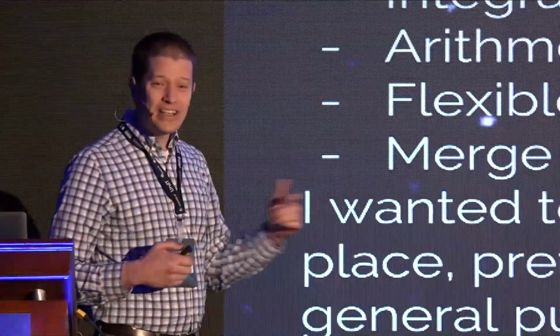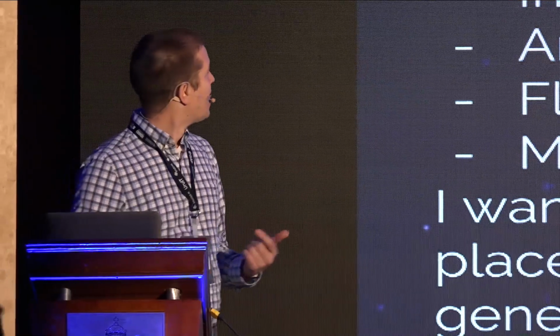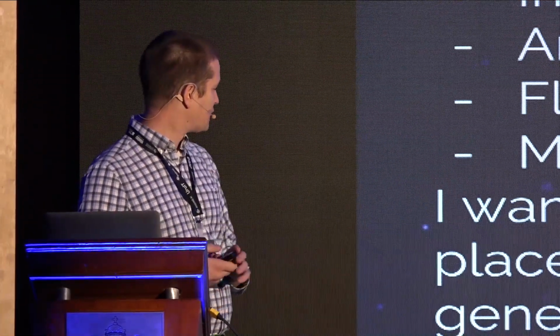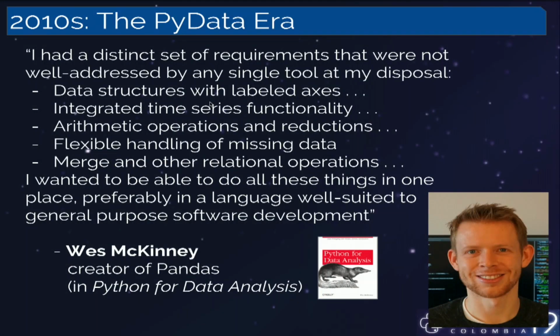And it's interesting to look at his motivations for creating pandas. He says in the foreword of his book, "I had a distinct set of requirements that were not well addressed by any single tool at my disposal. Data structures with labeled axes, integrated time series functionality, arithmetic operations and reductions, flexible handling of missing data, merge and other relational operations. And I wanted to be able to do all these things in one place." Are you sensing the theme here? Everyone wants to do things in one place. "All these things in one place, preferably in a language well suited to general purpose software development." And this is why he created pandas.